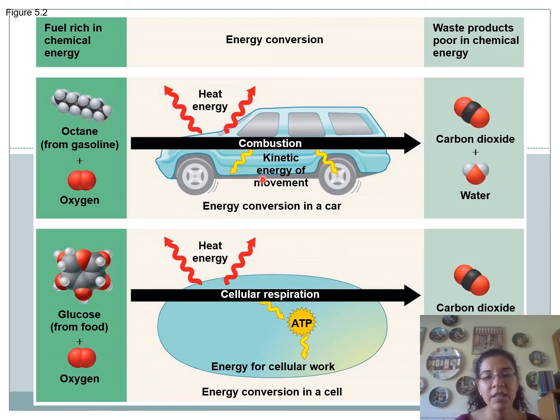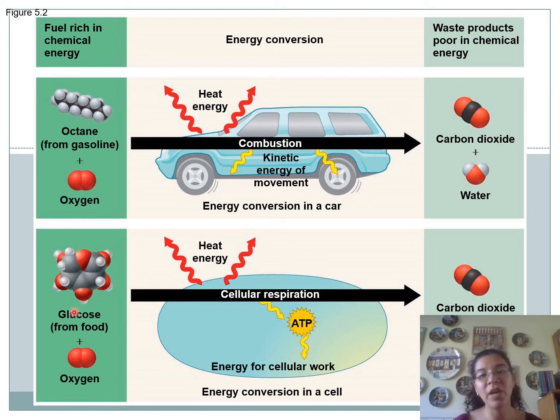All right, so looking at an example of energy and its conversion, we see here octane from gasoline and oxygen. Again, we put gas in the car because that's its fuel. That fuel, through combustion, changes that chemical energy to a form of kinetic energy and causes the car to move. Okay, so it's energy conversion in a car. The waste products of this combustion of gas are carbon dioxide and water. So then we have CO2 being emitted into the atmosphere.